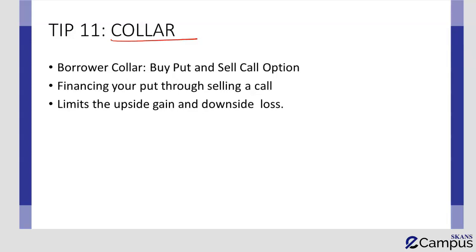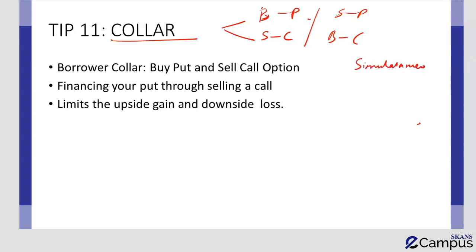What is a collar? A collar is when you take two positions. If you take a buy position in a put, you take a sell position in a call. Or if you take a sell position in a put, you take a buy position in a call. So you do the opposites. You take two options simultaneously. That is called a collar.